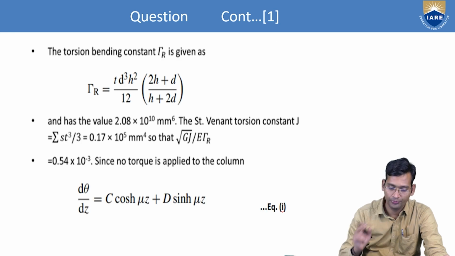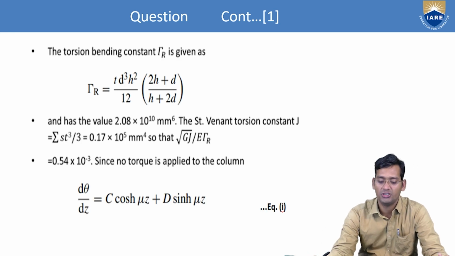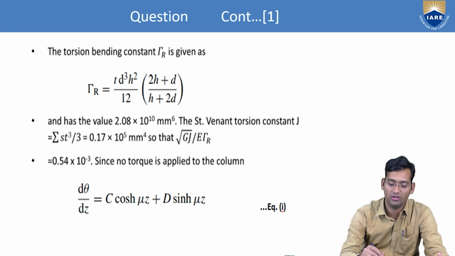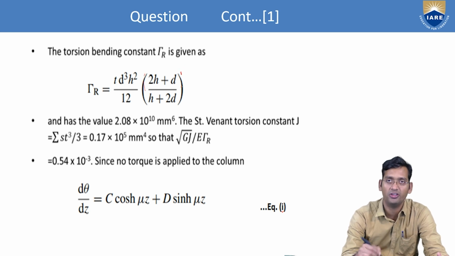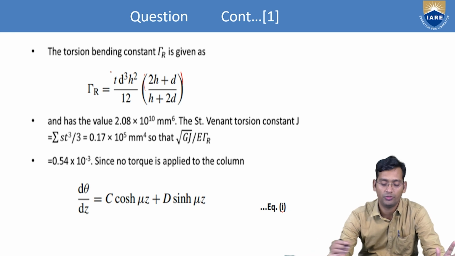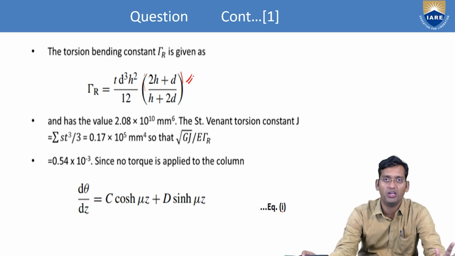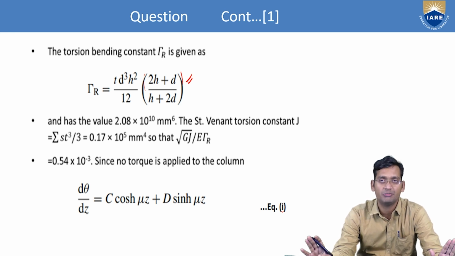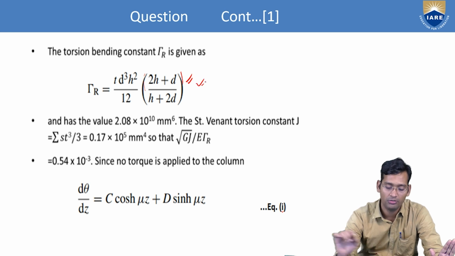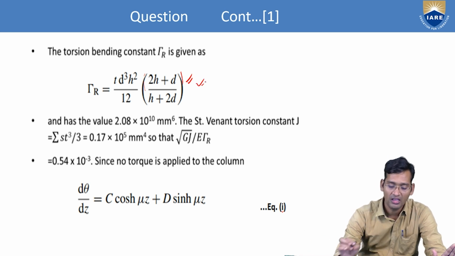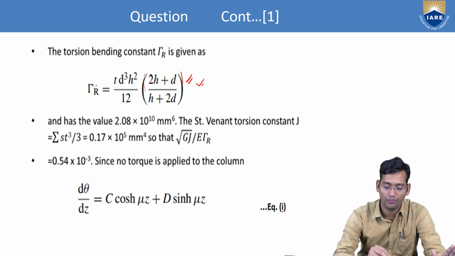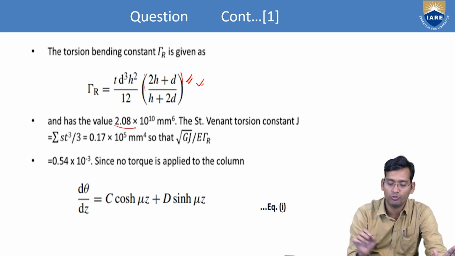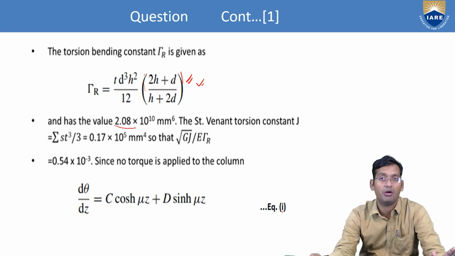Now the torsion bending constant tau R is given by this formula, which we had seen earlier; the difference was there because of 2AR, so here we substituted the 2AR value. So tau R equals T D Q into H square by 12 into 2H plus D by H plus 2D. This is our tau R formula. The value of tau R is 2.08 into 10 to the power 10 mm to the power 6.